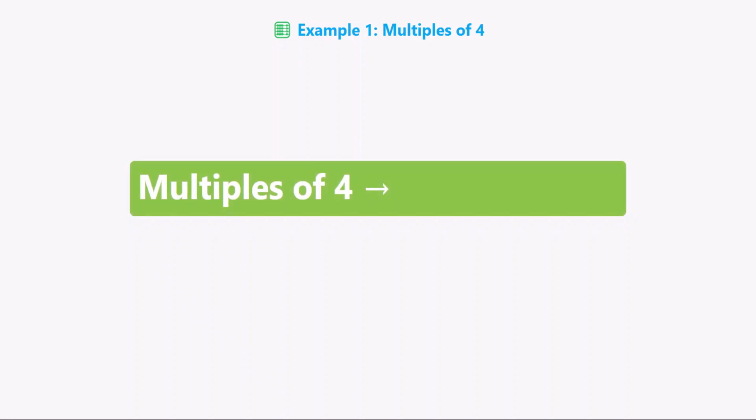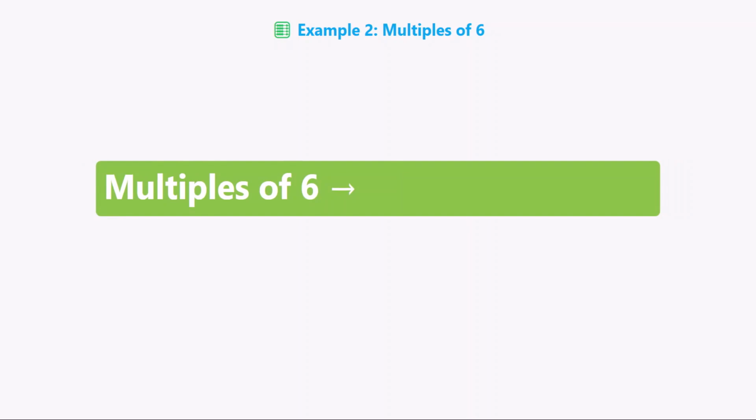Let's find the first few multiples of 4 by multiplying it with 1, 2, 3, and more. First, do 4 times 1, which gives 4. Next, multiply by 2. 4 times 2 gives 8, another multiple. Now multiply by 3. 4 times 3 is 12. 4 times 4 gives 16. 4 times 5 gives 20. Nice work. Let's do another example to make it even clearer.